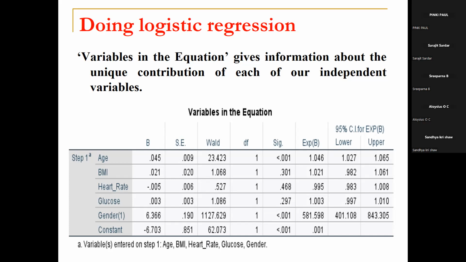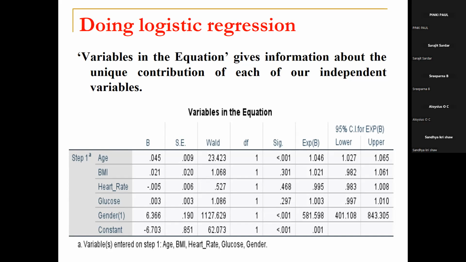So we will see how you can analyze gender, that means a category variable, in this. You see that for a female, the chance of getting a heart disease is 581 times more than being a male.